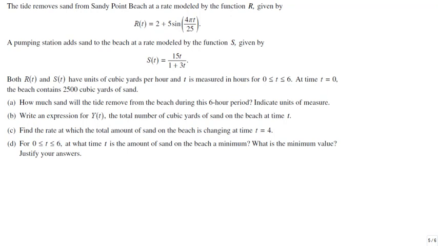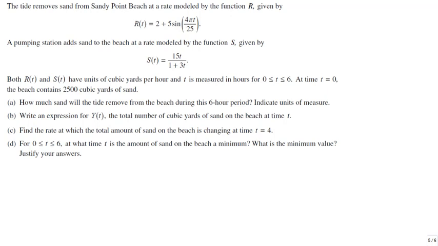Both of these are rates, which means both of them are derivatives, even though you don't see the r prime and the s prime. Both r of t and s of t have units of cubic yards per hour, and t is measured in hours from 0 to 6. And at time t equals 0, the beach contains 2,500 cubic yards of sand. How much sand will the tide remove from the beach during this 6-hour period?